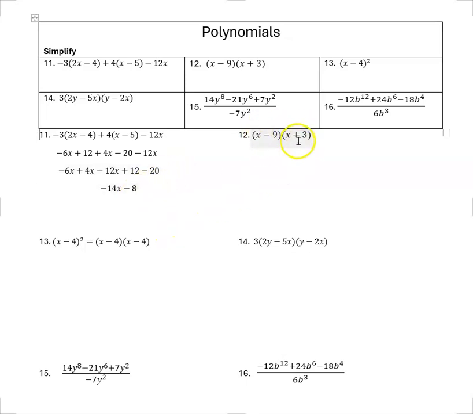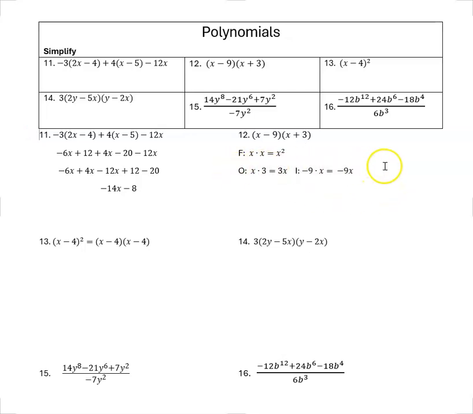In the second one, this problem can be worked out using the FOIL method, which is first, outside, inside, and last. And so if we think about our first terms, that first is the first one in each parentheses. So x and x times x is x squared. And then we're going to do outside and inside.